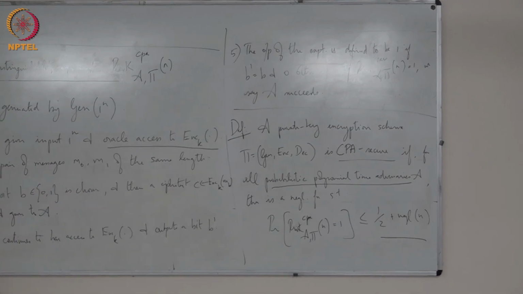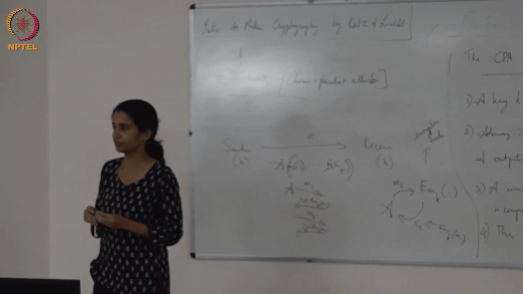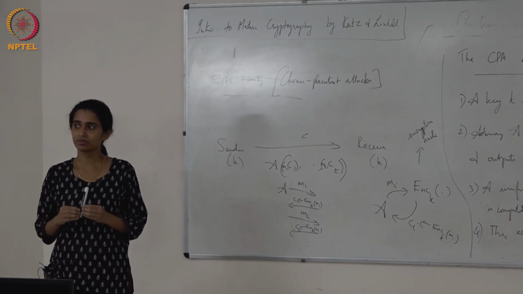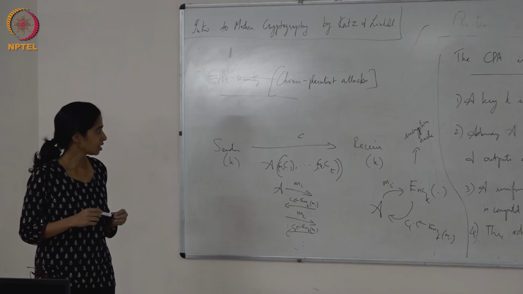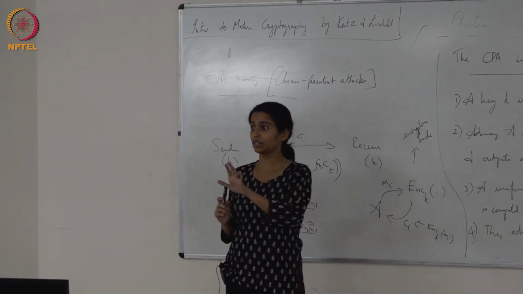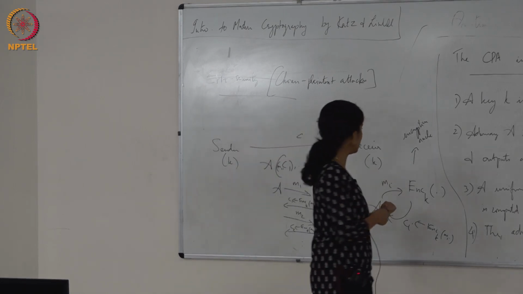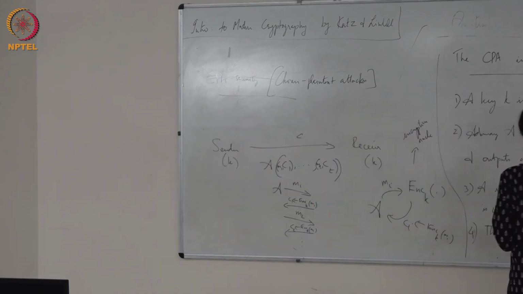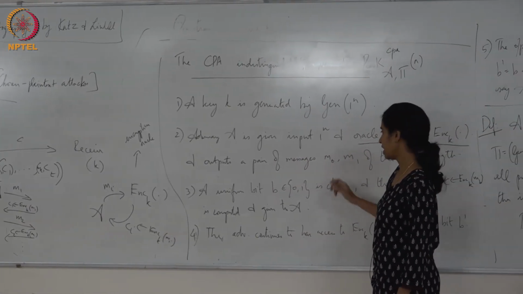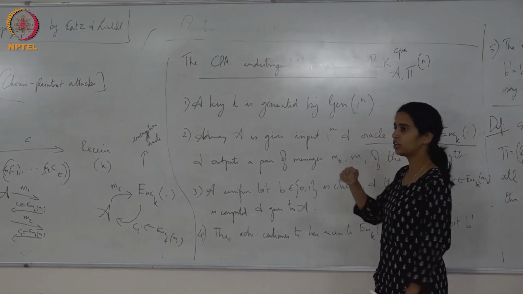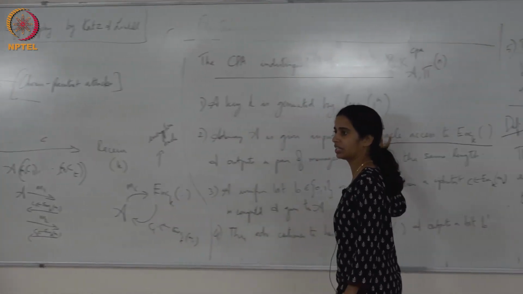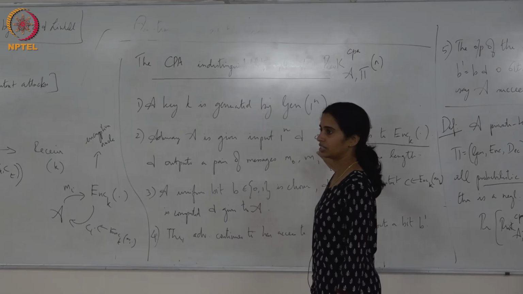So in EAV security, A was never querying M0 and M1, right. In EAV security, A would only output a pair of messages M0 and M1 and receive C. A had no way to query plaintext of its choice because there was no encryption oracle there.